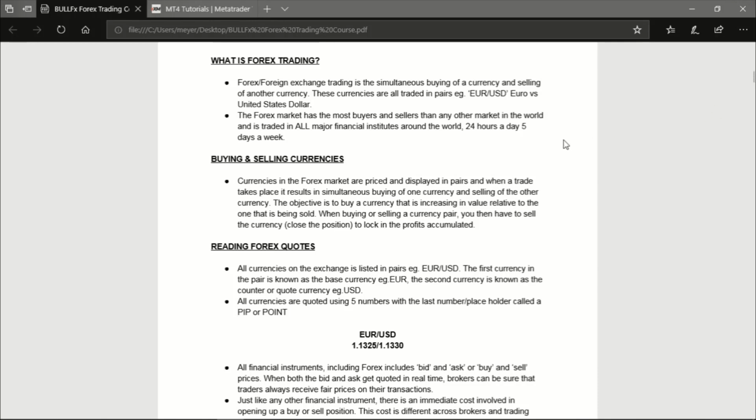And over here it says that when buying or selling a currency pair, you then have to sell the currency pair or close the position to lock in the profits accumulated. What that means is that once you have entered a trade and the trade is running in profit, and you want to bank that money immediately, that money does not belong to you unless you actually close the trade. So you're going to have to close the position, and when that is done, you are essentially selling that currency that you have been holding back to the market, or selling it to another buyer, in order to lock in profits.